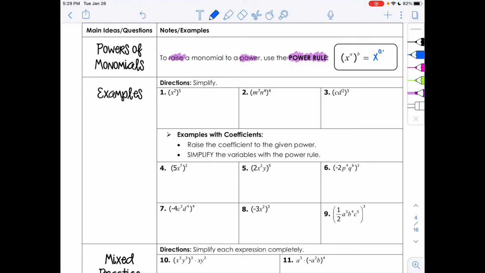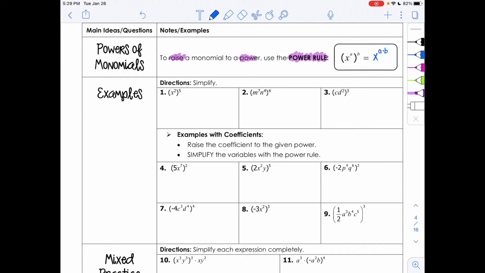So A times B. So when you're raising a power to a power, you multiply the two powers. So when I say raising a power to a power, A is a power because it's the exponent on X. And then B is a power because it's the exponent on X to the A. So those are two exponents. So power to a power, you have two exponents. And you're going to multiply those two.